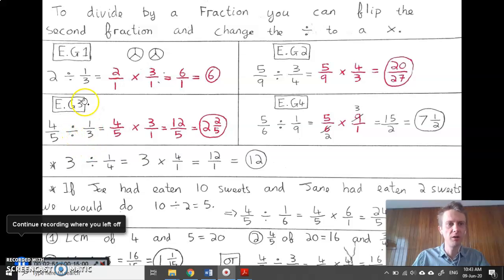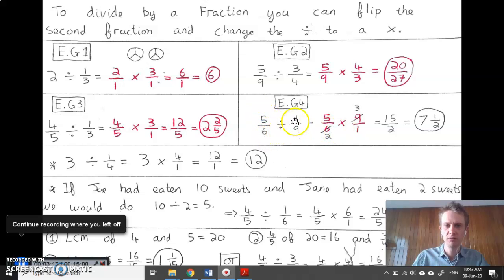Okay, divided by a third again, same division. Change your division to a multiplication, flip your fraction. Okay. There's no common factors here to cancel out. So 4 times 3 is 12, 5 times 1 is 5. 12 divided by 5 goes 2 times remainder 2. So it's 2 2/5. Okay? This one here, I've just put this one in because of the cancelling that happens.